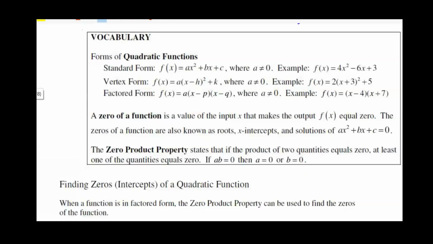Standard set where it's all expanded, like 4x squared minus 6x minus 3. A squared vertex set where the square is inside parentheses, parentheses x plus 3 quantity squared, or full on factored form, x plus 4, x plus 7.